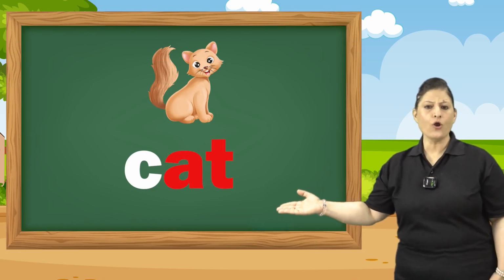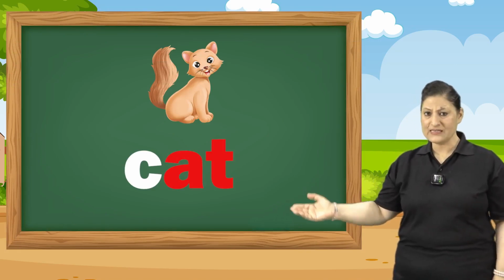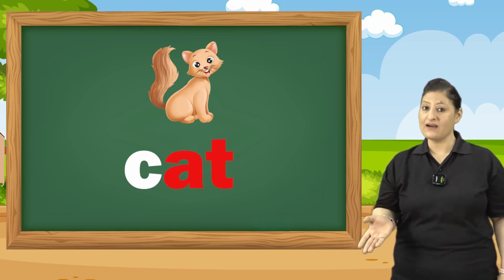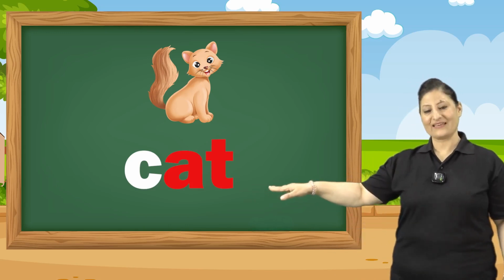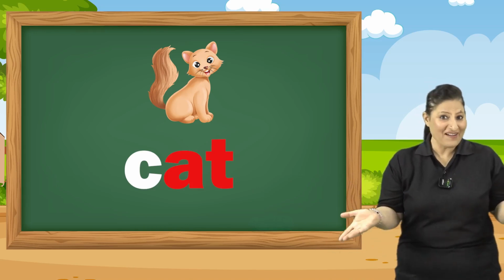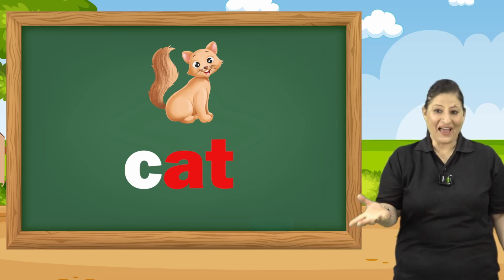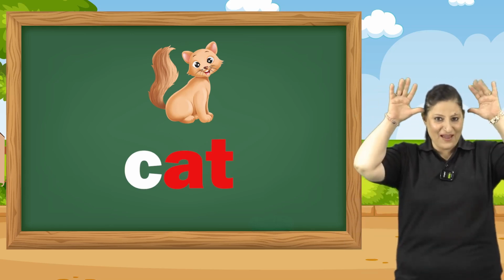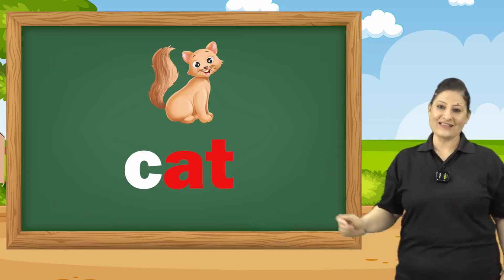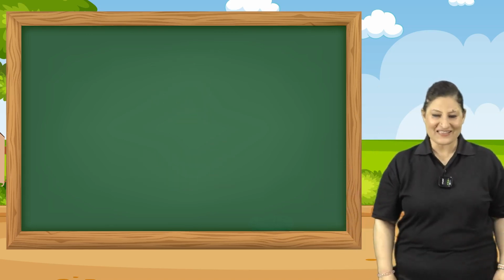C-A-T. We all know the sound of A-T is at. And what is the sound of C? C says K. K-at. Cat. Wow! It has become a new word. K-at. Cat. Cat is meow. It makes the sound of meow. Right? Let's learn more. Isn't it exciting?